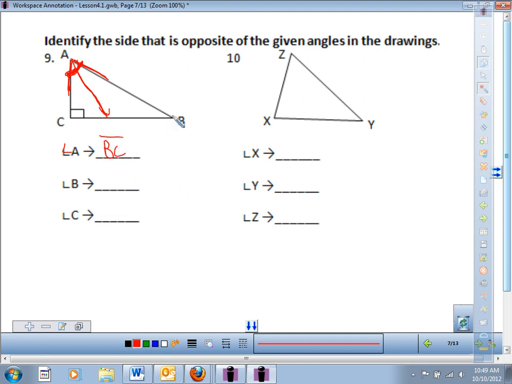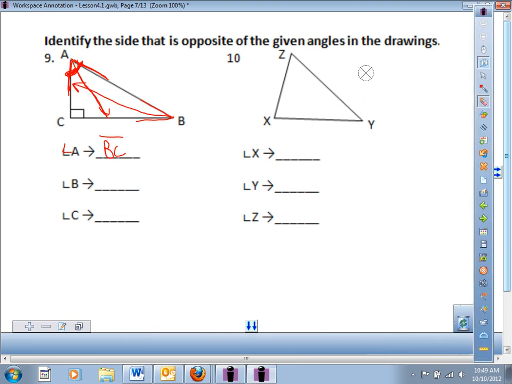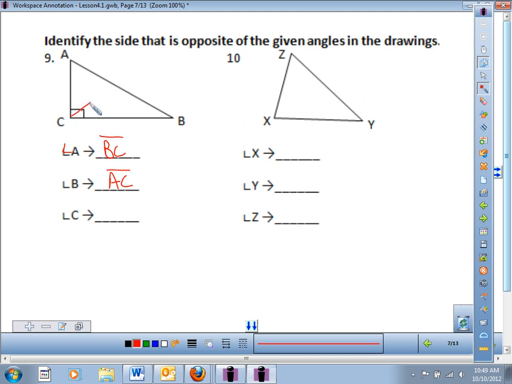Right. Now let's look at B. Here's my vertex B. I can't draw it opposite to that guy. So what I got to do is draw it opposite this guy. So the side that is opposite of angle B is segment AC. Okay. Now if we look at angle C, what side is opposite of angle C? Now that's a right angle. This is a very important side right here. Opposite the right angle is side AB. Now some of you may know what that side opposite the right angle is called. That's called the hypotenuse. That's something we're going to explore in greater detail once we get to section 4.4.